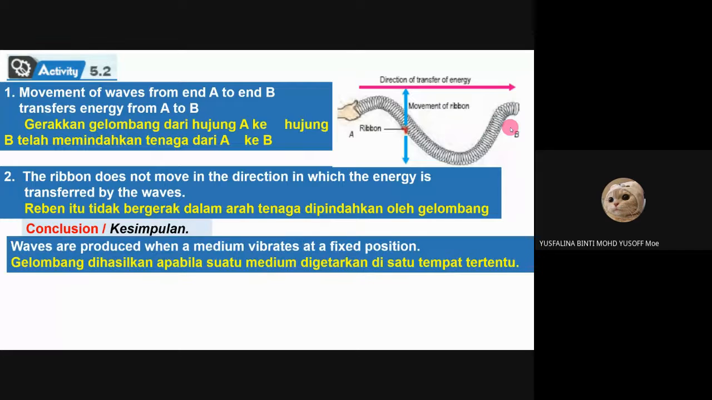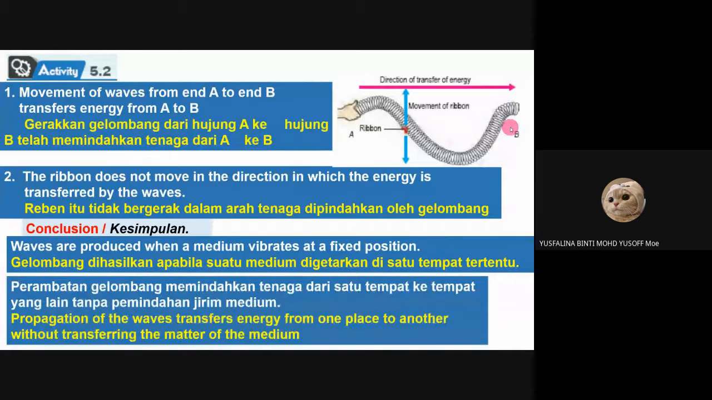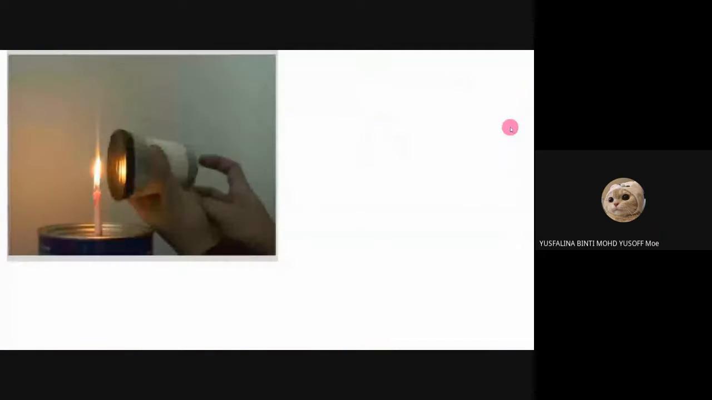So what is the conclusion? The wave is produced when a medium vibrates at a fixed position. So you can produce a wave if you vibrate a medium in a fixed position. The propagation of the wave transfers energy from one place to another without transferring the matter of the medium. So this one we already know.